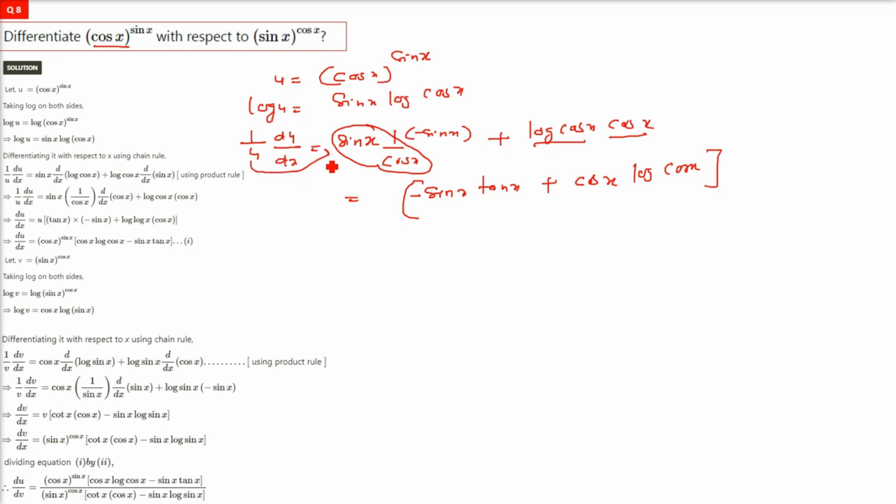So 1 by u will go on the right. Write this. U is nothing but what? Cos x raised sin x. So du by dx is this one. We are going to employ this. We are going to use it in the final result.